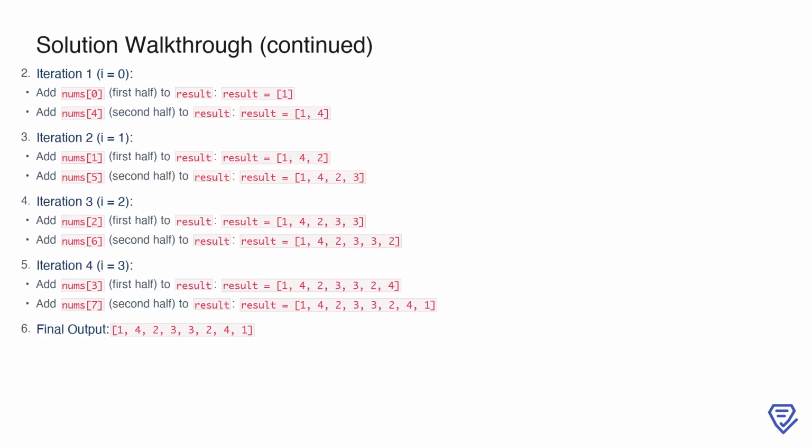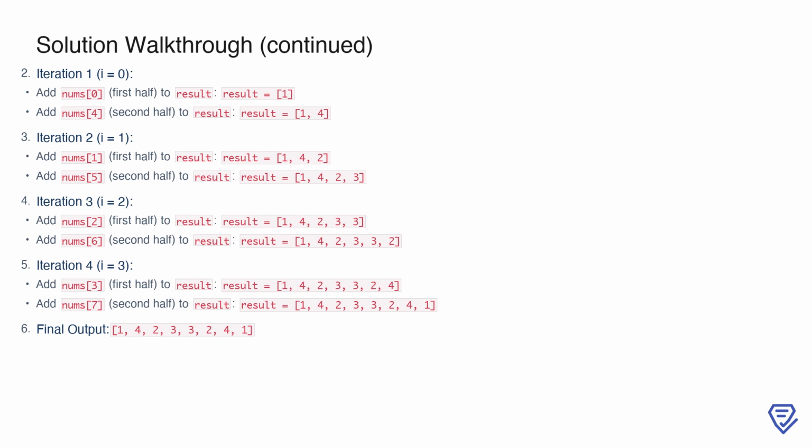Now, we begin iterating over the elements, one index at a time. For the first iteration, when i equals 0, we add the first element from the first half, nums[0], which is 1, followed by the first element from the second half, nums[4], which is 4. This makes the result 1, 4. In the second iteration, when i equals 1, we add the second element from the first half, nums[1], which is 2, and then the second element from the second half, nums[5], which is 3. The result now becomes 1, 4, 2, 3.